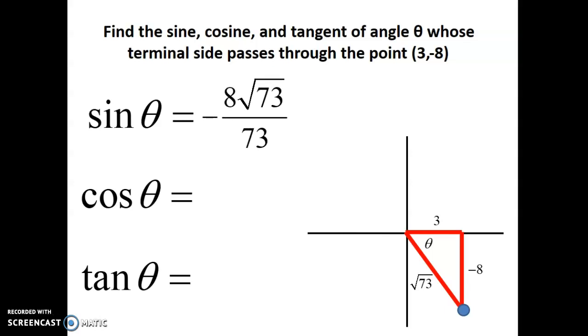With the cosine, we get 3 over the square root of 73. Again, not allowed to leave a square root in the bottom of a fraction. So you rationalize the denominator and multiply the square root of 73 to the top. And you get 3 square root of 73 over 73. And lastly, tangent, opposite over adjacent, is going to be -8 over 3. Okay? And that's all you have to do for those problems.